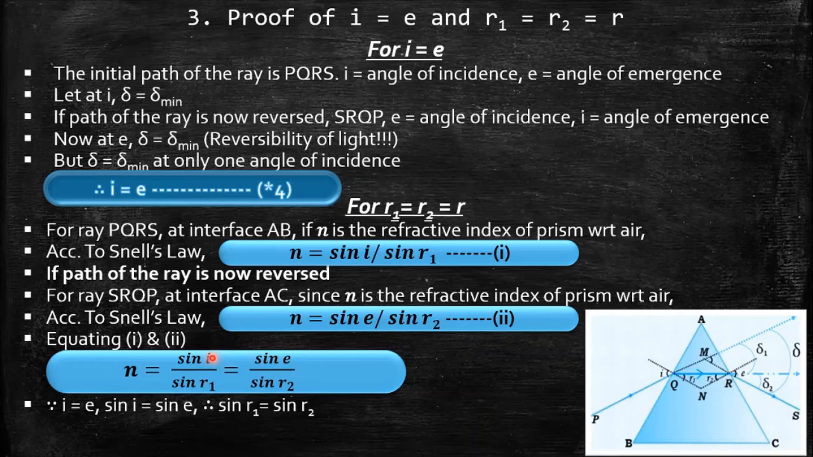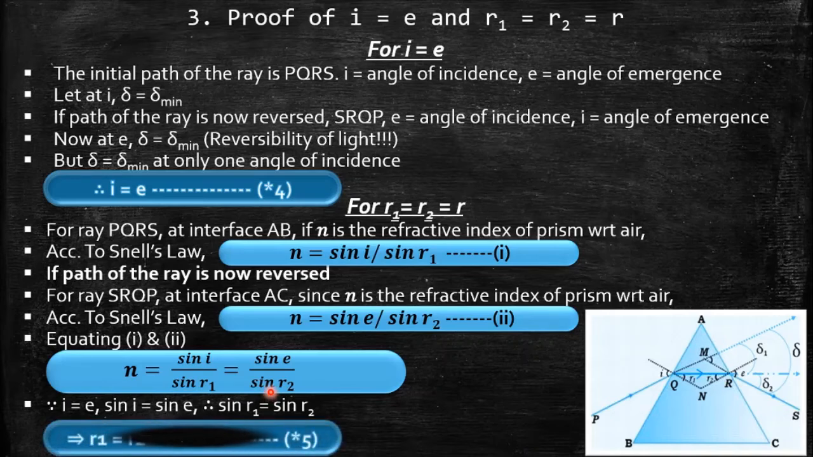Now, obviously, when two of my numerators are equal, the denominators have to be equal too, which brings me to the fact that sine R1 has to be equal to sine R2, and sine R1 is going to be equal to sine R2 only and only when R1 will be equal to R2. So I prove it again. I now name this equation as star phi, which brings me to the fact that R1 is equal to R2, and we have equated it to probably any variable R.